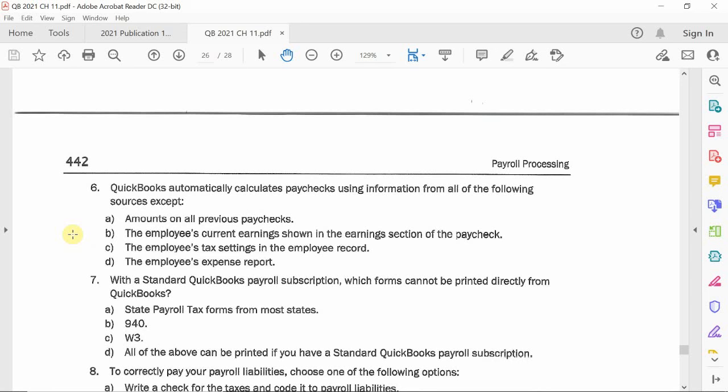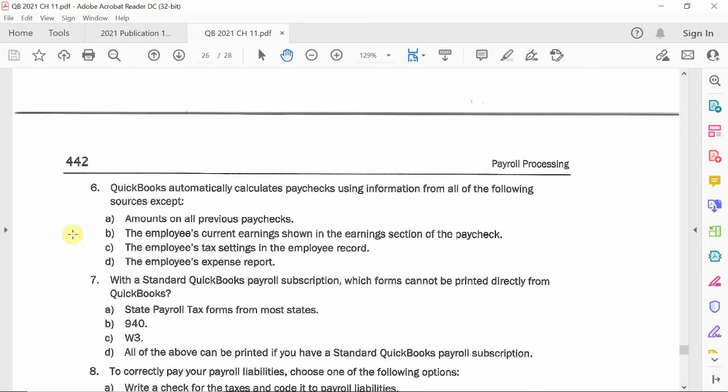The amounts of all previous paychecks, yes, right? The year to date is important. And the employee's current earnings, yes, of course. In order to pay your employees, you need to have them currently working for you in their current statuses. And the employee tax settings, yes. If you remember, we set those employee tax settings on their pages. That's what the W-4 is for.